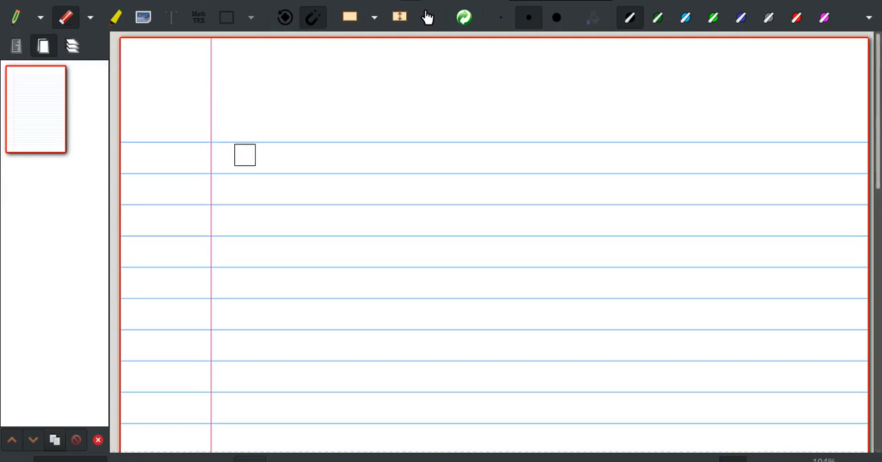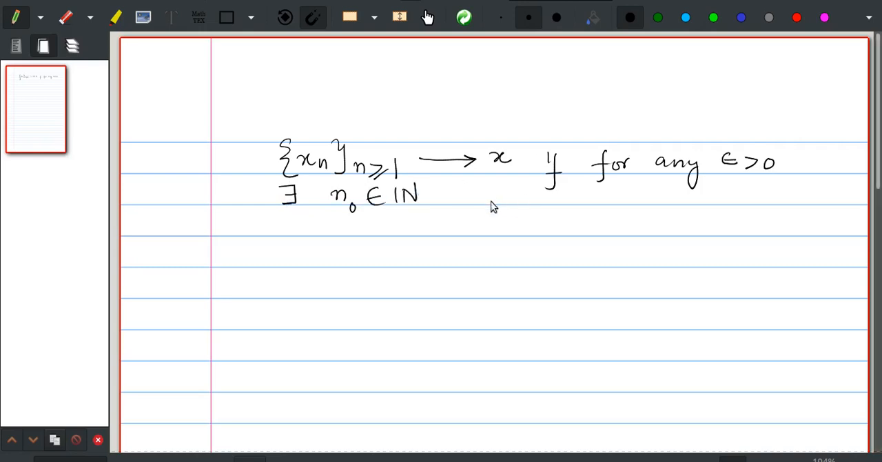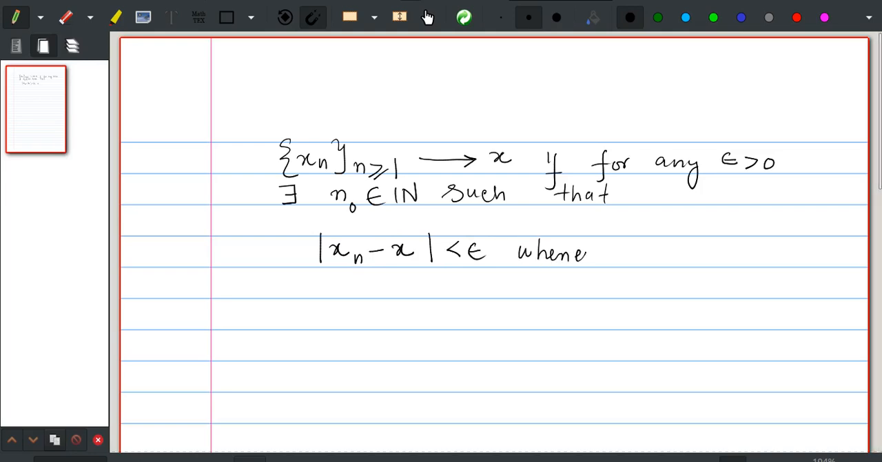For example, we say a sequence xn of real numbers converges to x if for any epsilon positive, there exists a positive integer, say n naught, in natural numbers such that the absolute value of the difference of the terms xn and x is less than epsilon whenever n surpasses n naught.